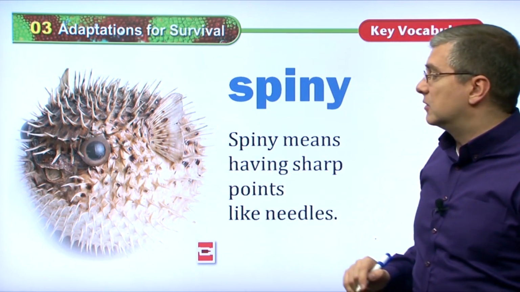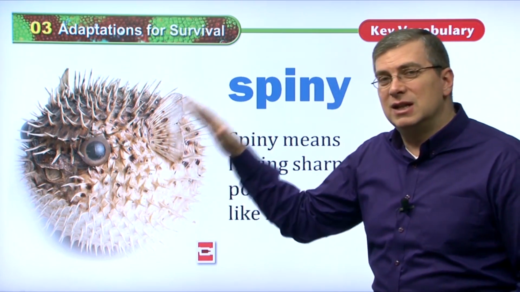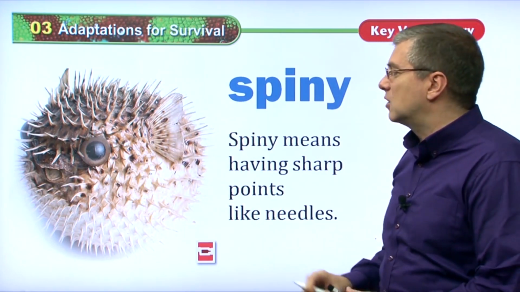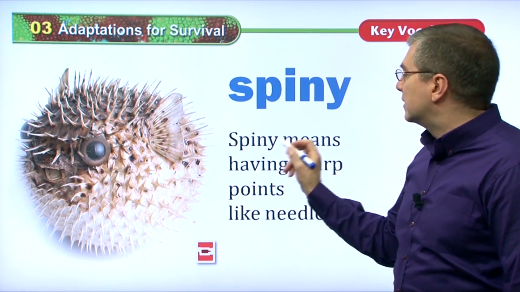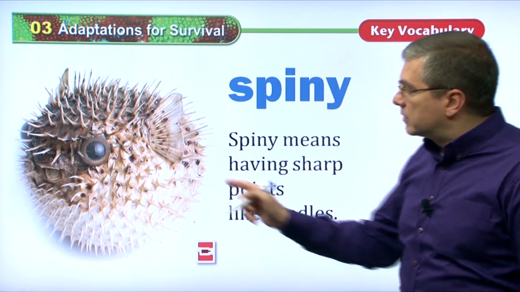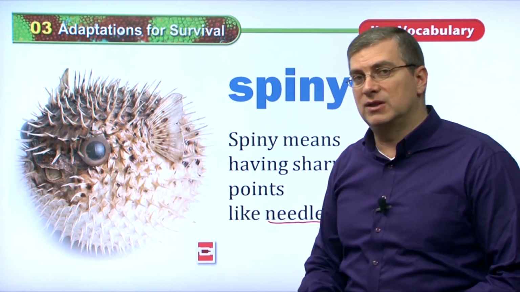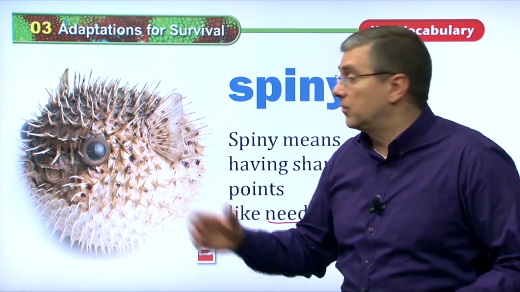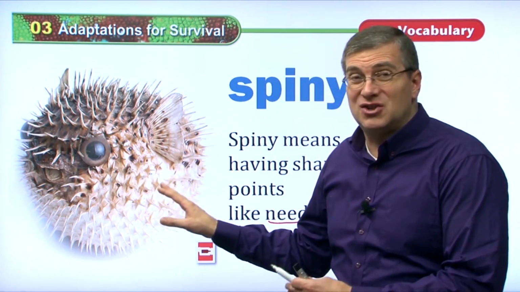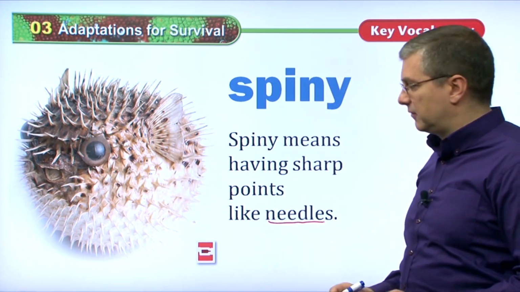And that is very important. Spiny. So we can say it's spiny. It's hard to touch it, right? It's like you're touching pins and needles. Spiny means having sharp points like needles. So that's obviously a very good adaptation for this fish. This fish will protect itself by that. Nobody wants to touch this fish because it could hurt, right? Let's take a look at a video of this fish here.